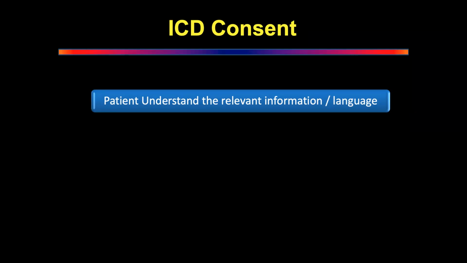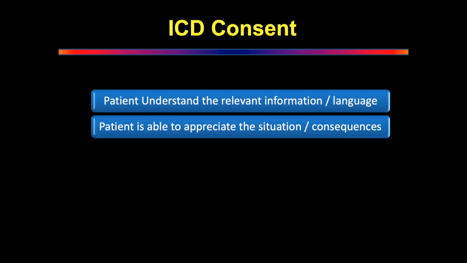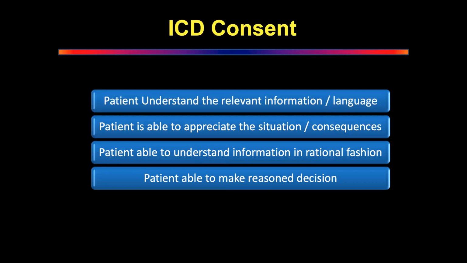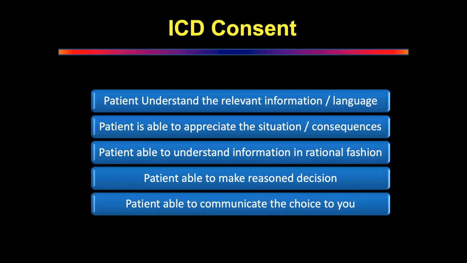So he's able to appreciate the situation. So he's compos mentis. Good. And he's able to understand in a rational fashion. And he's able to make a rational decision. This is important. And more importantly, the patient should be able to communicate the choice to you. These are five factors which go to form the patient side of an informed, valid consent.